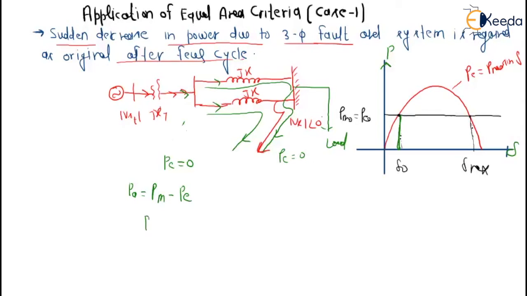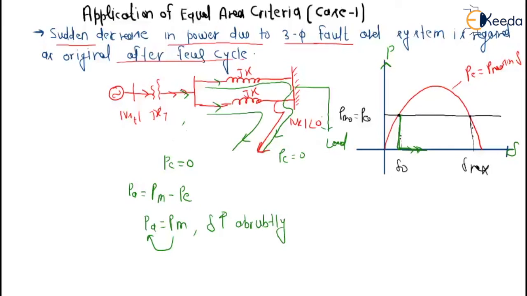So PA will be equal to PM, meaning all the mechanical input applied to the generator will be used to accelerate the rotor of the generator, meaning the delta value will increase abruptly. Abruptly means very fast. So we can see in the P-delta diagram, delta will start increasing very fast in this direction.